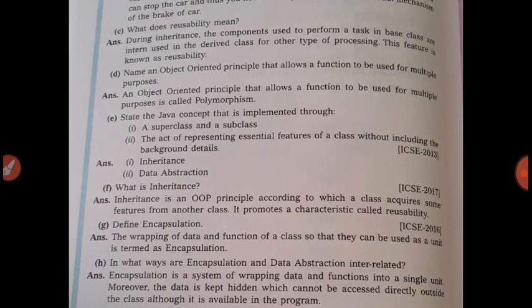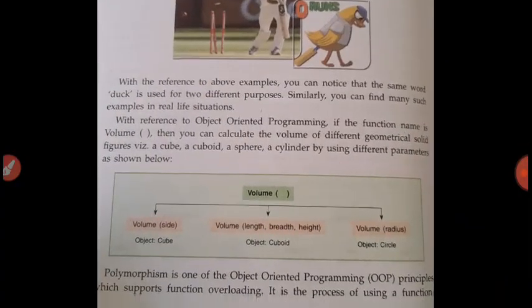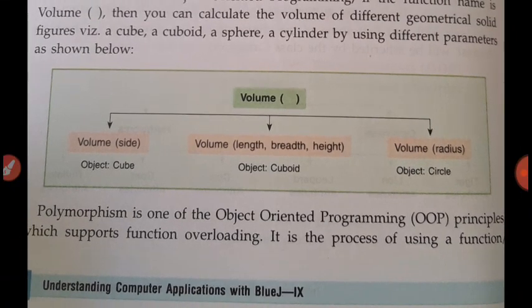Name an object-oriented principle that allows a function to be used for multiple purposes. Of course, I told you this is polymorphism. The same name function we can use for multiple purposes. For example, area. But remember, the implementation of each function will be different, right? Earlier I told this. See, if you want to see it again, here you can see the name is the same, that is volume, but the work is different for these three functions.